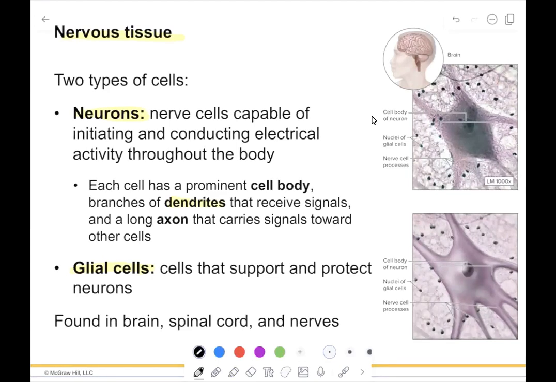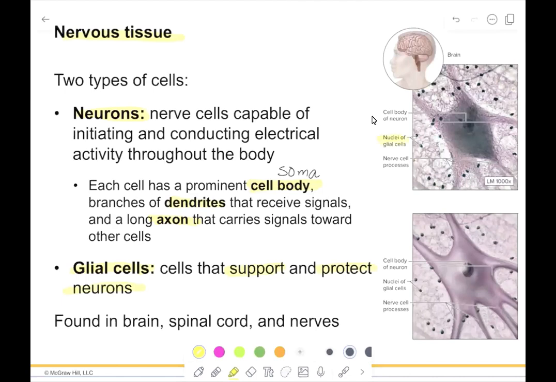And sometimes it's difficult to differentiate between the axon and the dendrite, but the dendrite conducts the signal towards the cell body. The cell body is where the nucleus is found. It's also called the soma. And then finally, the axon is going to take the signal away from the soma. The glial cells are supporting cells that protect the neurons. So that's all you need to know about them right now.